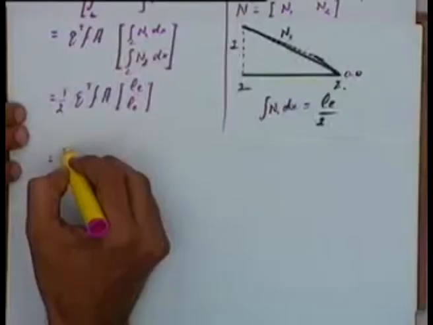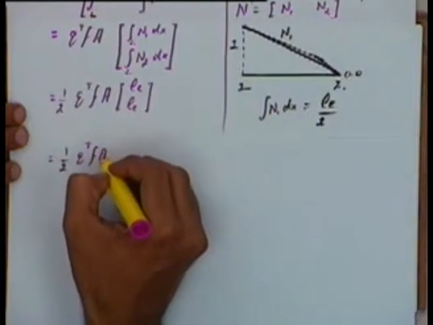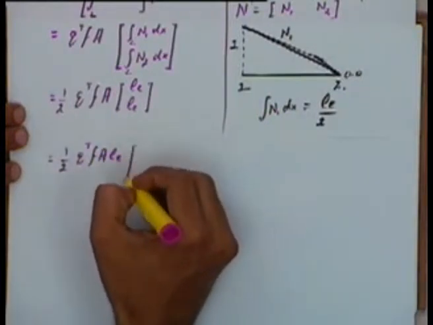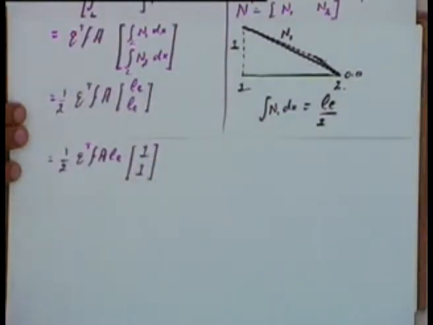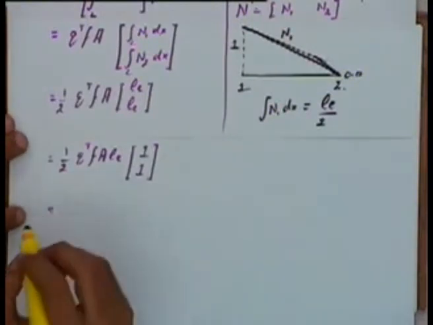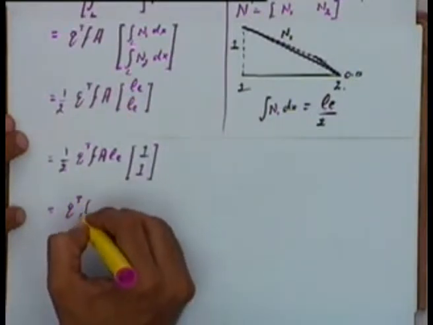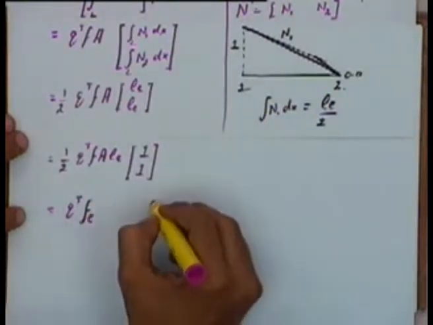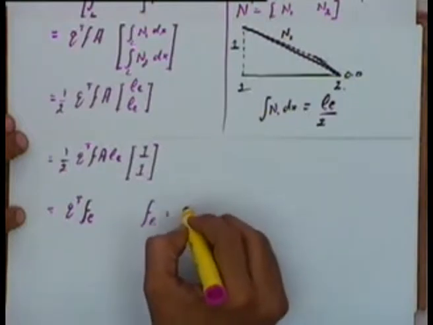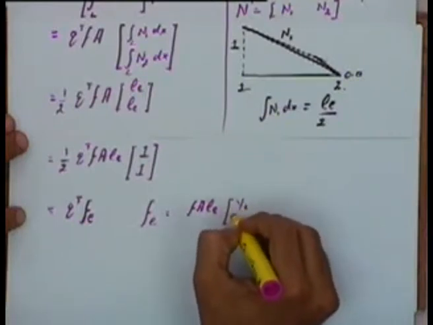So this is going to be equal to half of Q transpose F A L E multiplied by 1 1. Now I will put that as Q transpose multiplied by a vector or matrix Fe, where Fe is equal to F A L E times half half.